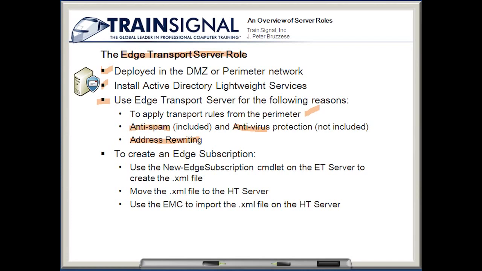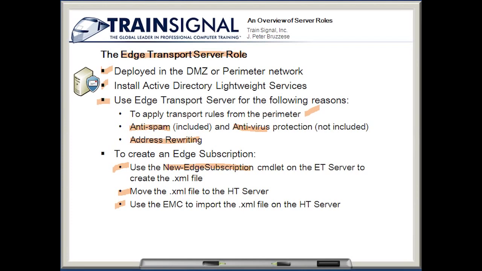Without that connection, there's no trust between the Edge Transport and the Hub Transport servers. So you make that connection, first of all, by using the Exchange Management Shell and using the New-EdgeSubscription cmdlet on the Edge Transport server to create an XML file. Then you move that XML file to the Hub Transport server. And then finally, you use the Exchange Management Console. You could use the shell as well, but it's easier to use the console to import the XML file on the Hub Transport server. And we're going to walk through those steps as well.